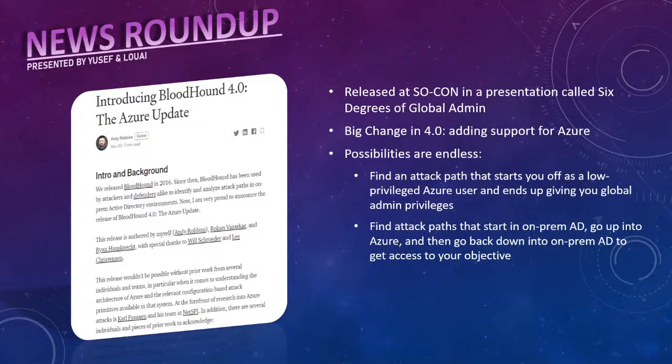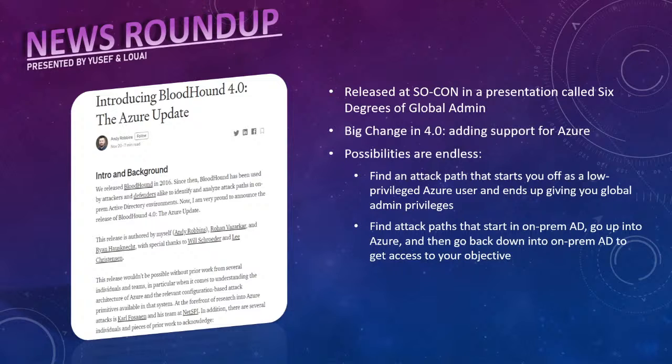So what does the Azure update, or BloodHound 4.0, actually offer? It's really adding support for Azure. Azure is Microsoft's Active Directory in the cloud, essentially. It adds new node types: tenants, Azure users, Azure security groups, apps, service principals, and a whole bunch of other stuff. And really, this unlocks endless possibilities. Imagine that you can find an attack path that starts off as a low-privileged Azure user and ends up giving you global admin privileges. That's cool, right? And that's something that you would expect, going from a low-privileged user to a high-privileged user.